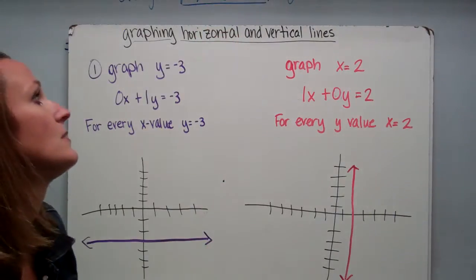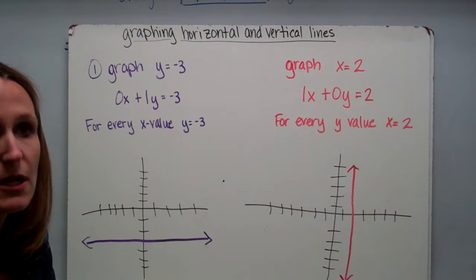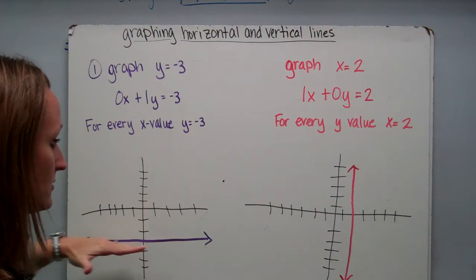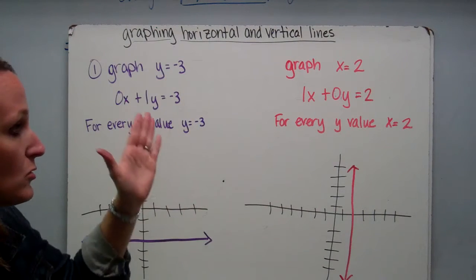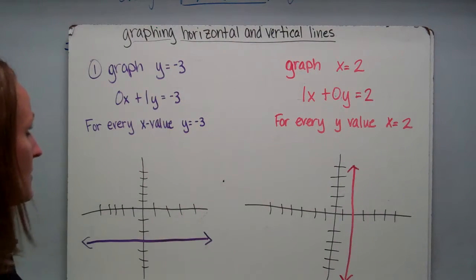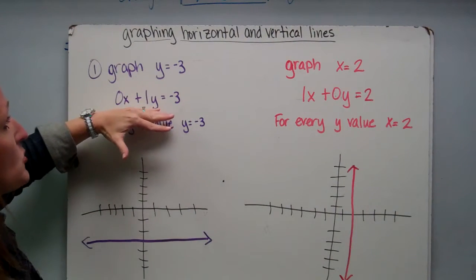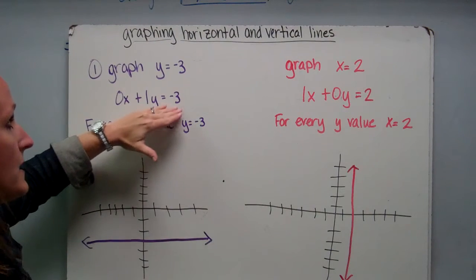Okay? What if we have horizontal and vertical lines? Hopefully you remember this from last year. If it's horizontal, we have no slope or 0 slope. If it's vertical, we have an undefined slope. So if we say we're going to graph y equals negative 3, this is really what our equation looks like: 0x plus 1y equals negative 3.